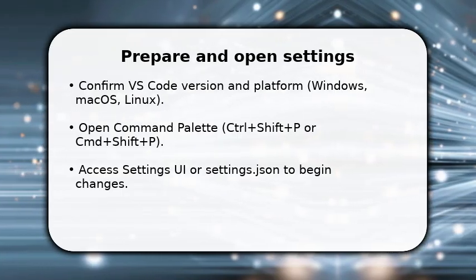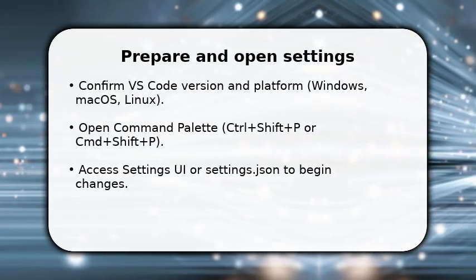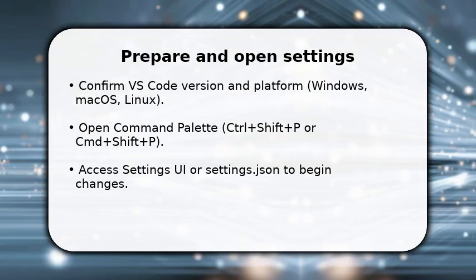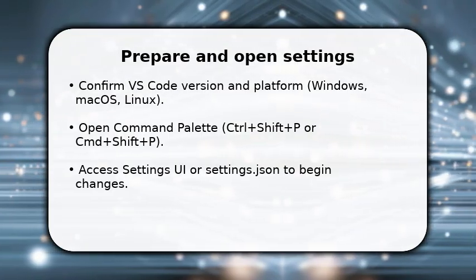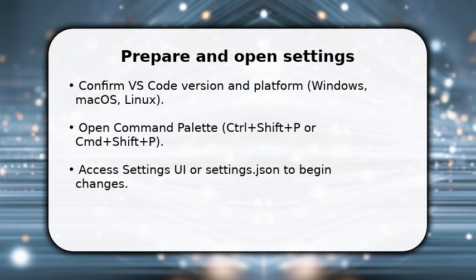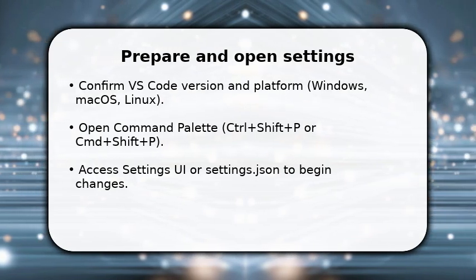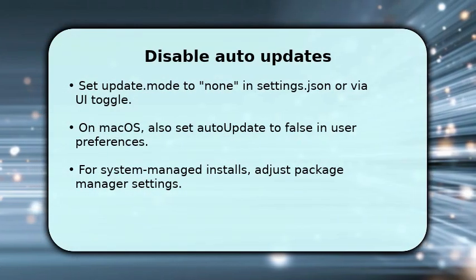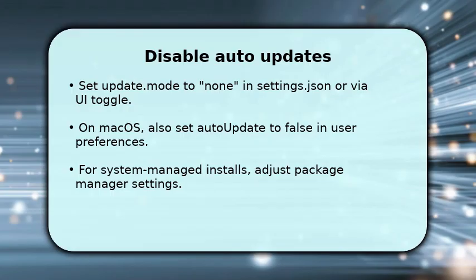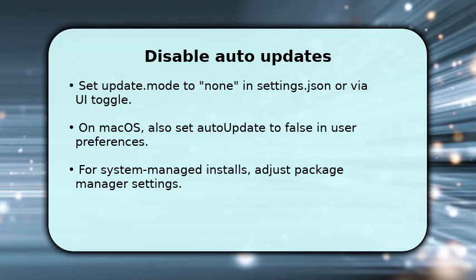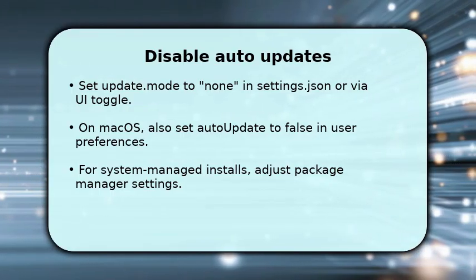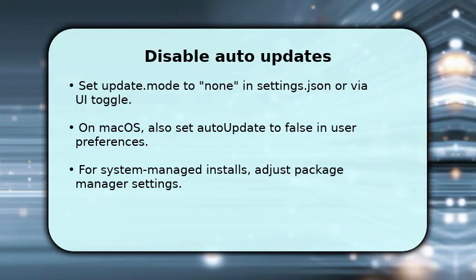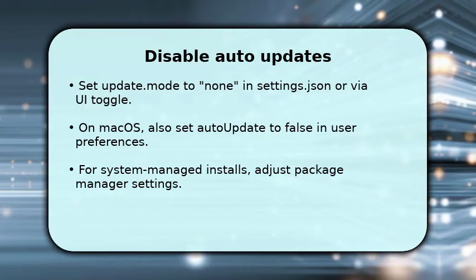Once you have the file open, search for update-related keys such as Update Mode or Update Channel so you can change them immediately, and avoid unintended auto-installs. You now disable auto-update by setting Update Mode to None in Settings JSON or toggling the auto-update option in the UI. This stops VS Code from fetching and applying updates automatically.